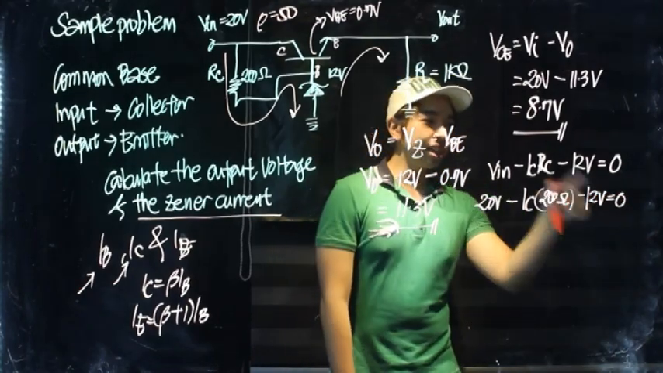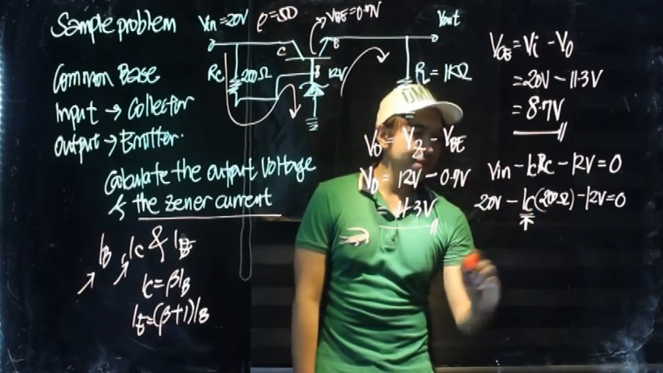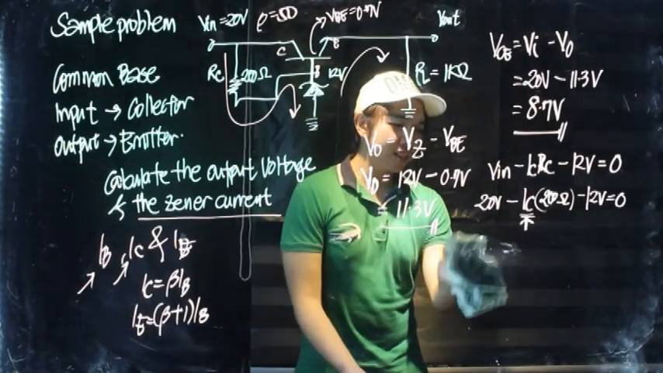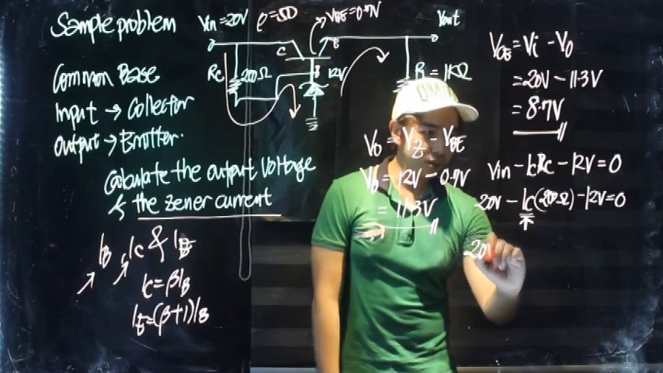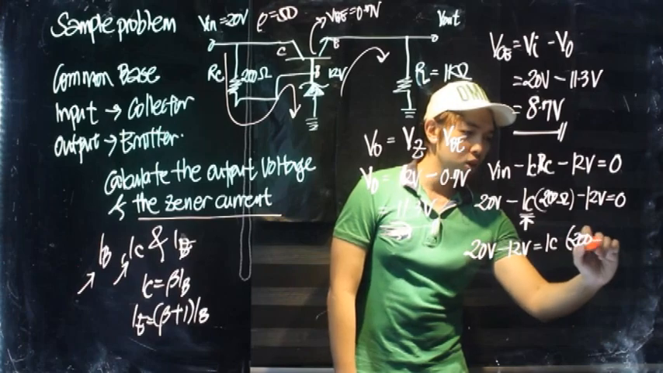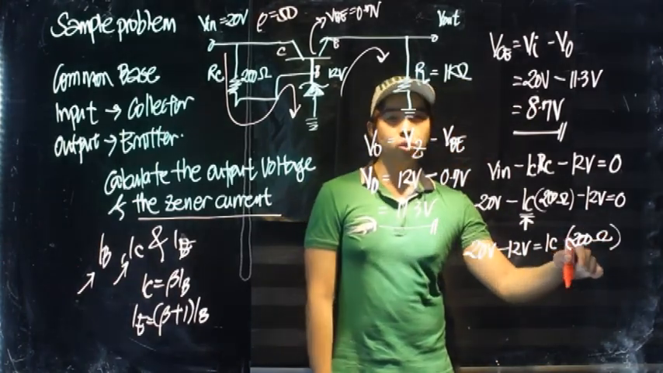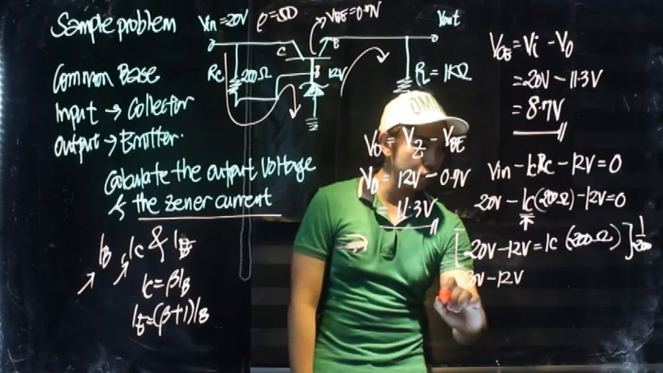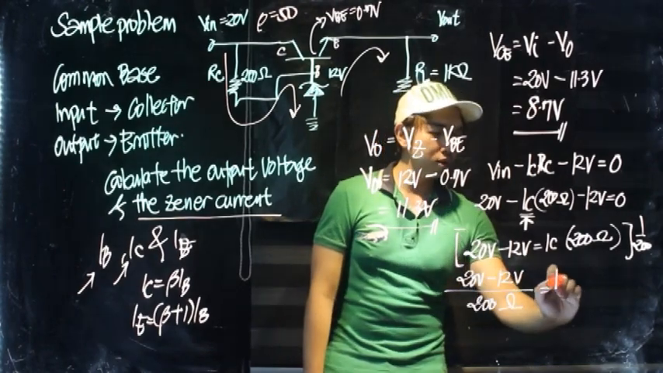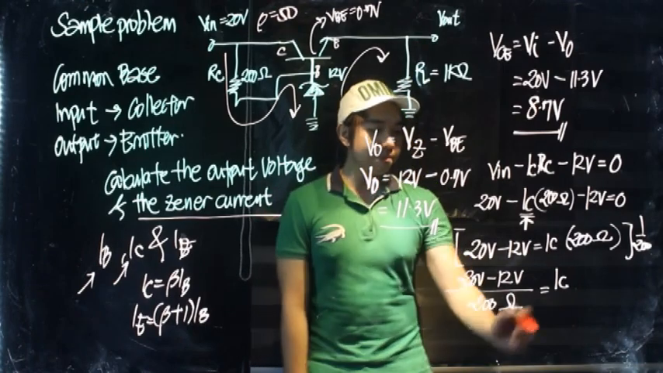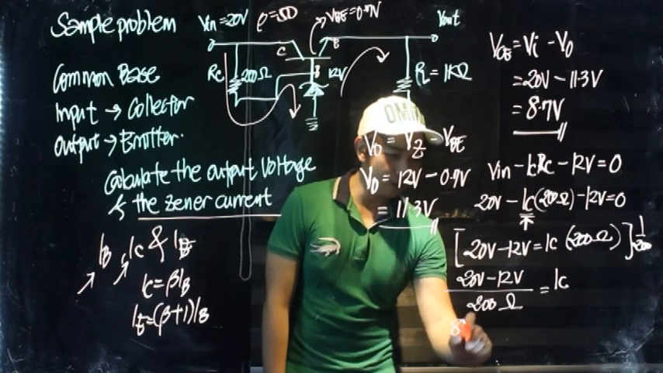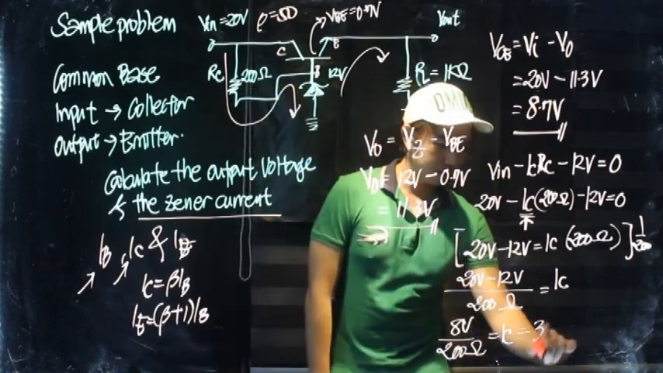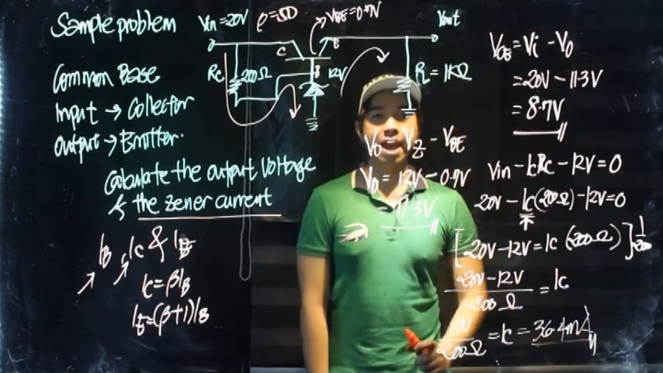Let's manipulate the equation so that we'll find one unknown, IC. Rather, let's transpose IC instead, so that we'll have a positive value for IC right away. So we have 20 volts minus 12 volts is equal to IC quantity 200 ohms. Cross multiplying, introducing 1 over 200 so that it will be transferred to the other side. So we have 20 volts minus 12 volts over 200 ohms, that would equal our unknown parameter IC. Solving all of this, we have 8 volts over 200 ohms, and that would be our IC, which is then equal to 36.4 milliampere.